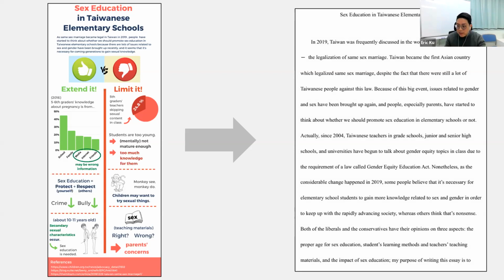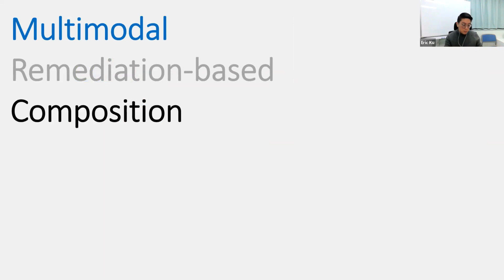What we would recognize as a traditional academic paper. Okay. So this whole process included 4 different assignments and 2 different topics, and this is what I'm calling multimodal remediation-based composition. If we're trying to use academic jargon to fit this into some of the literature, this is what I'm calling it.